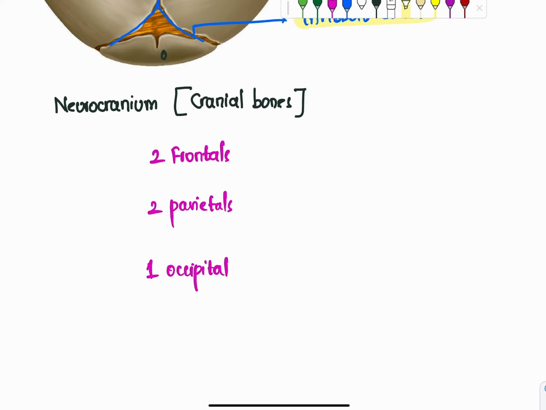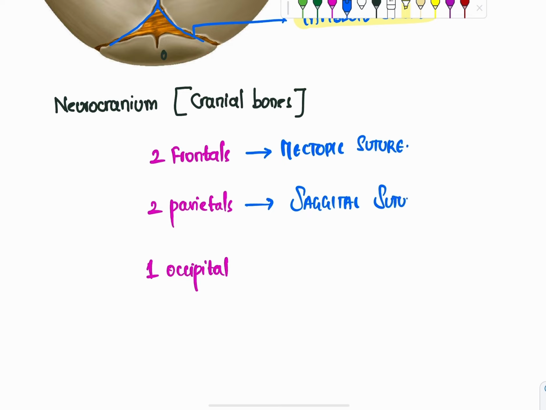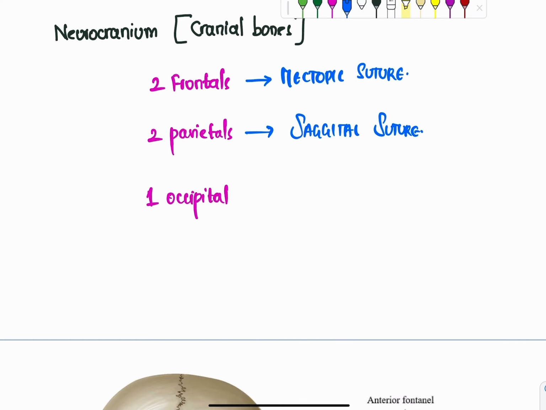Okay. Now we discussed that two frontals, they join together to form a suture, and that suture you call it as metopic suture. Two parietal bones join together to form a suture, that is called as sagittal suture.